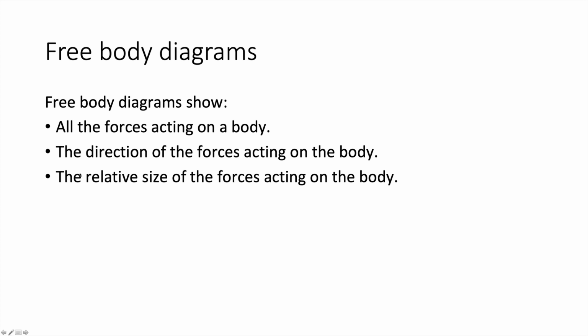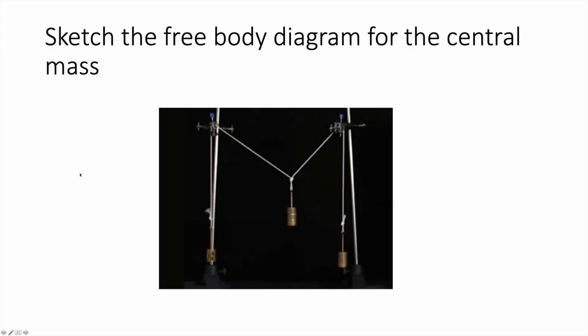So let's have a look at a couple of examples. Let's say that we had a system of weights set up like this. So we're considering these hanging masses in the middle. If we want to draw a free body diagram for these hanging masses, we need to show all the forces that are acting on it. So if this is our hanging mass here, we've got the weight force, which is pulling the hanging mass down. So we can show that downwards, and it's got a magnitude mg.